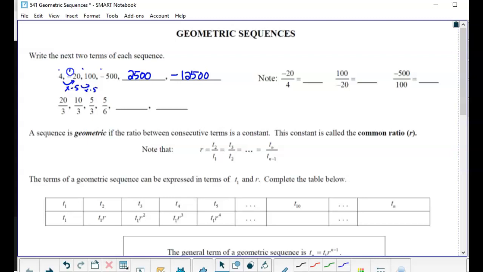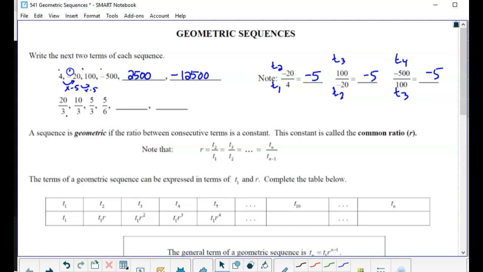Now, what I noticed right away: if you want to, you can take the second term and divide by the first term, or the third term and divide by the second term, or the fourth term and divide by the third term. Okay, so always you can take consecutive terms, the third term divided by the second term, never the second divided by the third. So you might want to do that here if you can't see right away.